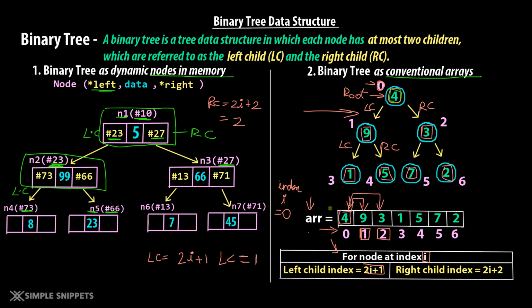So binary tree data can be stored as conventional arrays also, but typically it is done for perfect binary trees because all the nodes have to be filled. Otherwise we will have some gaps in the array where the values will not be stored.